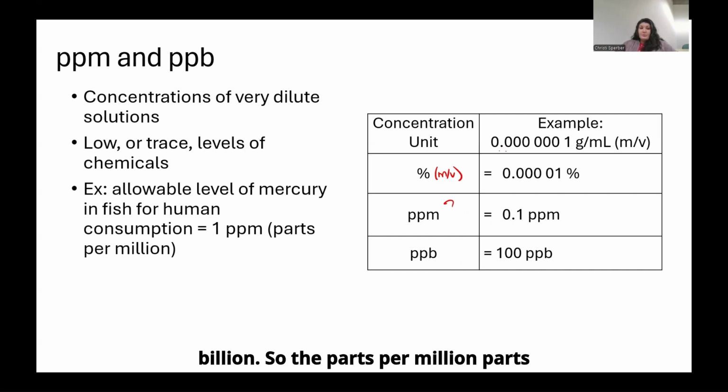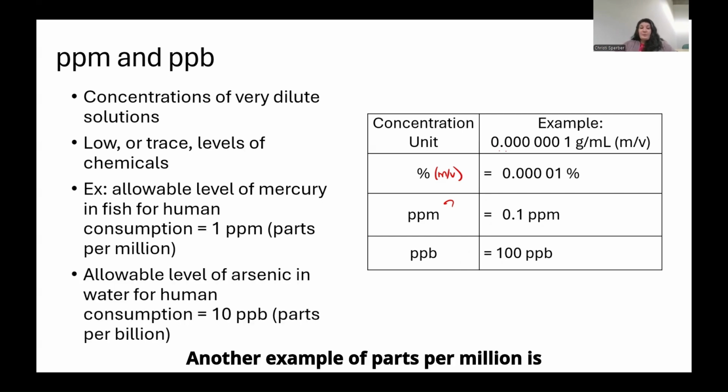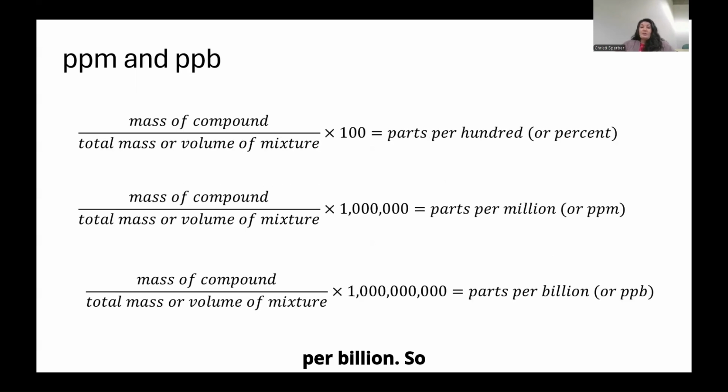So the parts per million, parts per billion unit of concentration helps to avoid the many zeros before the decimal that would otherwise result in a very dilute solution if it was reported in percent mass per volume or just mass per volume. Another example of parts per million is the allowable level of arsenic in water for human consumption, which is 10 parts per billion.